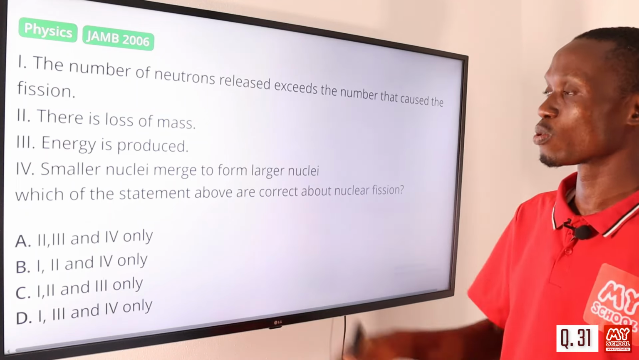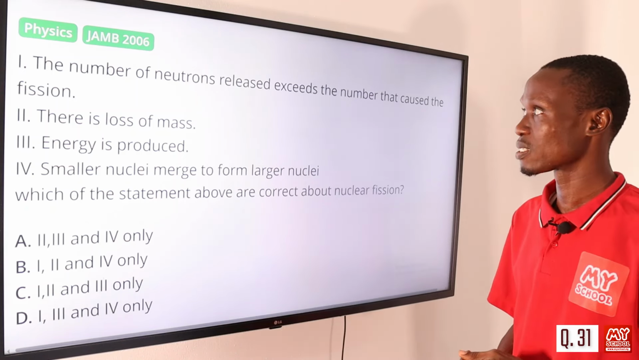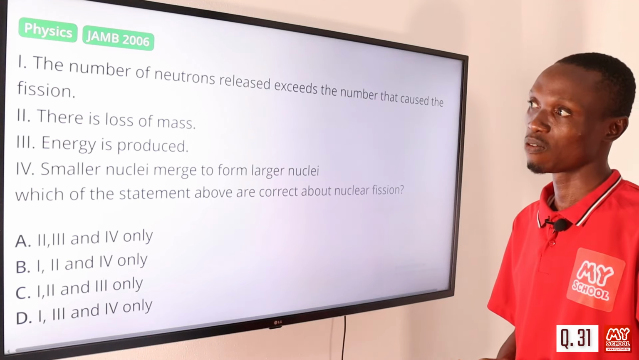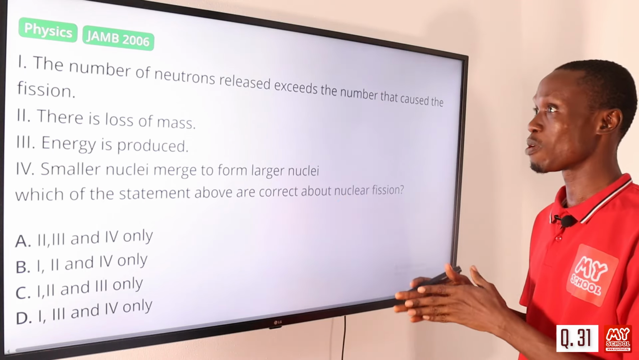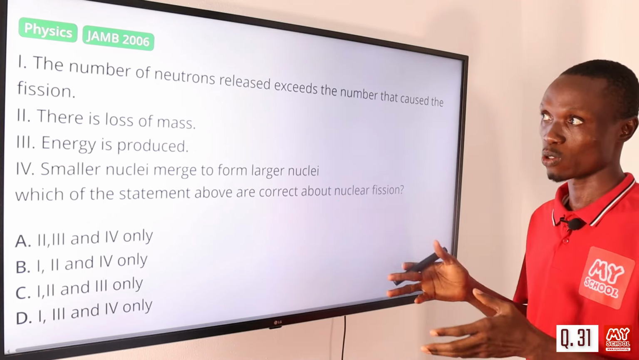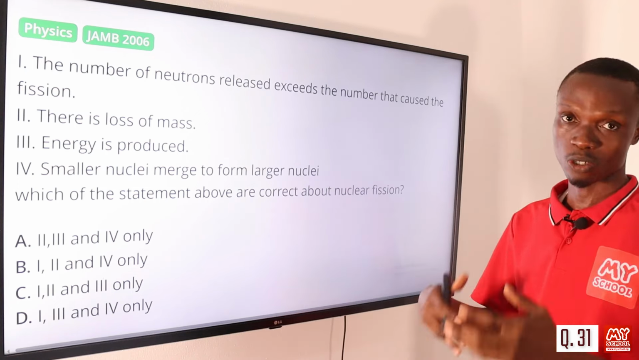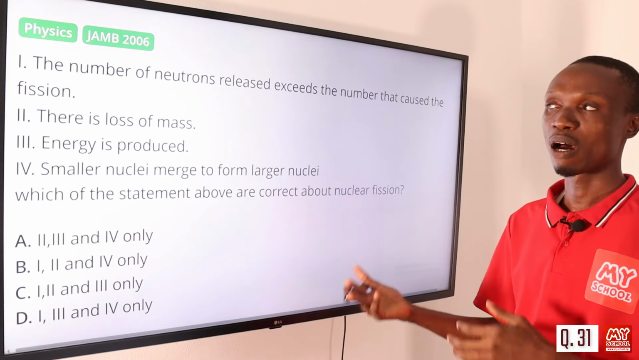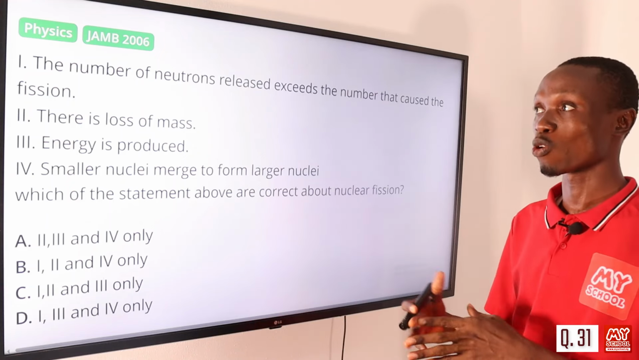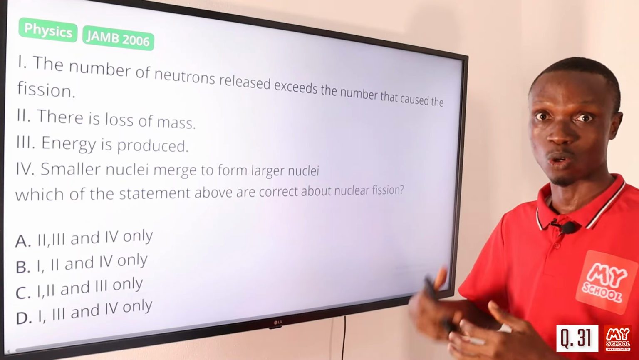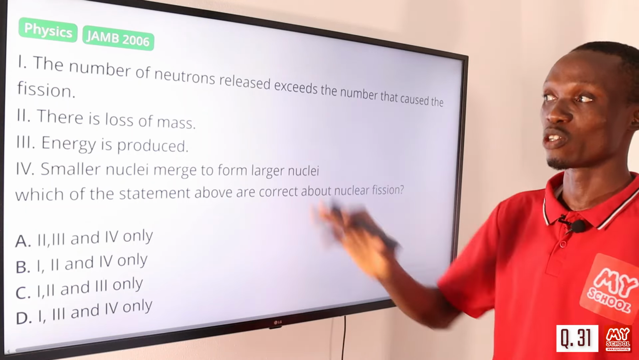So let's go through the options that are given to us. I: the number of neutrons released exceeds the number that caused the fission. I think that is very true, because first of all, remember I said it is neutrons that bring about nuclear fission, right? So during the process, more neutrons are released. Now remember, you've heard of chain reaction. The chain reaction is a result of those released neutrons that induce further nuclear fission. So I is correct.